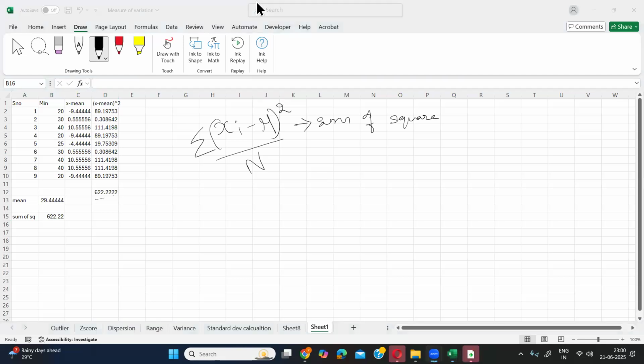Hello, ma'am. That's x minus mu. I'm just confused how to calculate that in Excel. Theoretically, I understand that, but how to do that in Excel? Have you got your mean? Yes, ma'am, I got my mean. So here the x minus mu, so 20 minus 29. Yeah, I got it. But how to implement that in Excel?